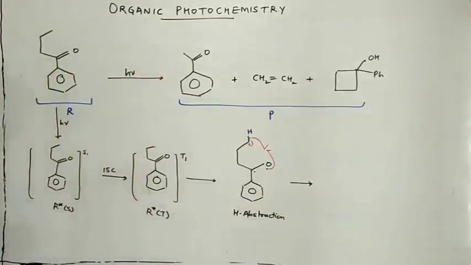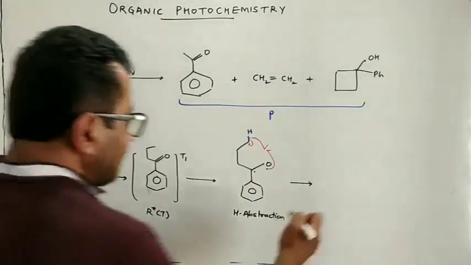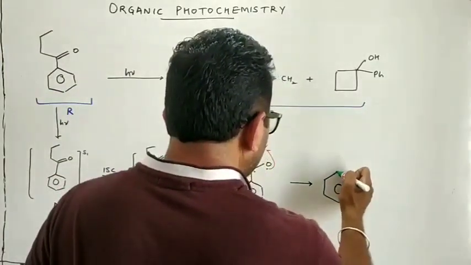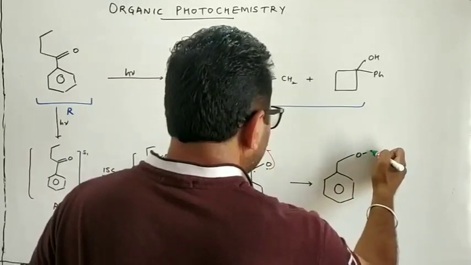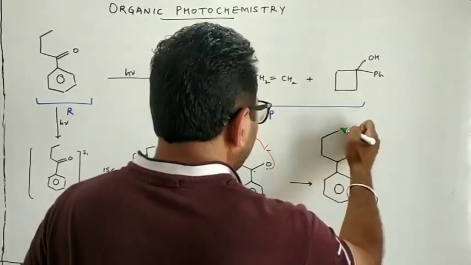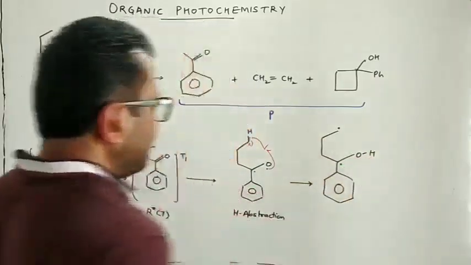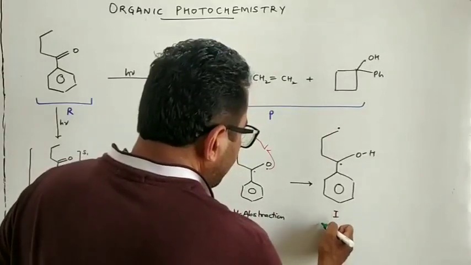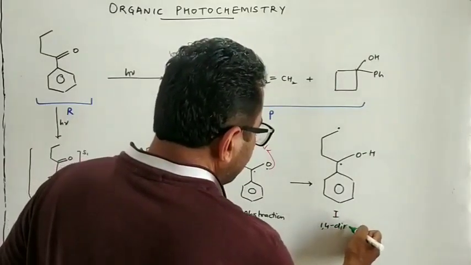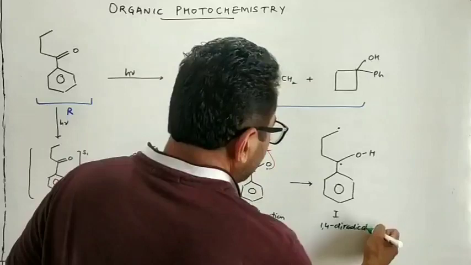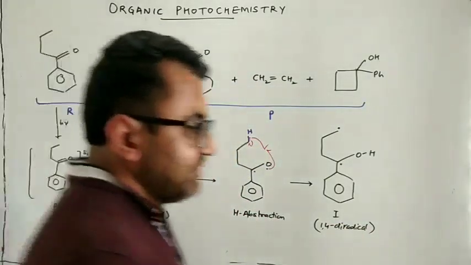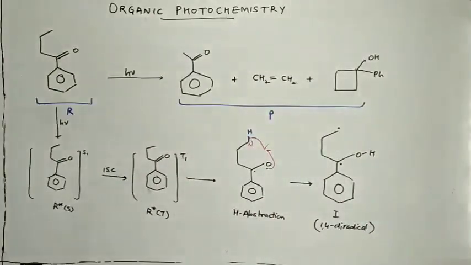Now we get the I. What is I? I is here we get OH, and here we get a radical, and here we get a radical. This is your I. This is the intermediate, and this is a 1,4 diradical. So I may be a carbene, may be a nitrene, may be some radical. So here in this reaction, it is a 1,4 diradical which is produced.